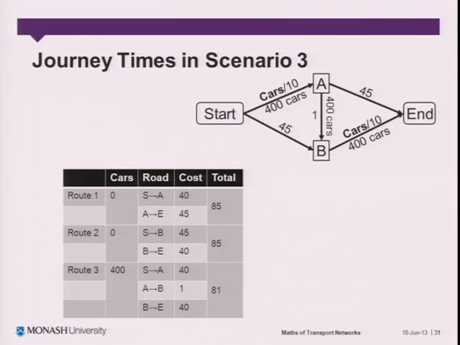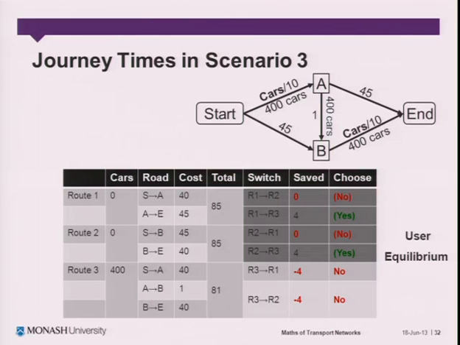And now it takes 40 units of time from start to A, 1 from A to B, and 40 from B to N, so it takes 81, so it's really quite a long route now. But if they switched to route 1, that would take 85. So it's 40 plus 45. And similarly, going via route 2 would also take 85 units of time. So nobody wants to switch. We have a user equilibrium state. Everybody's now using their optimum route.